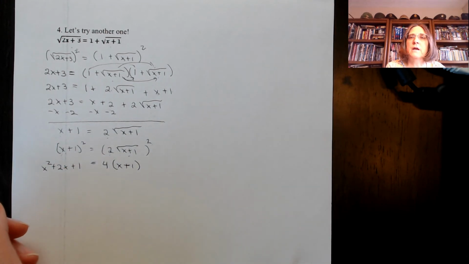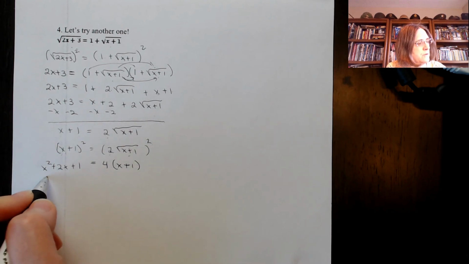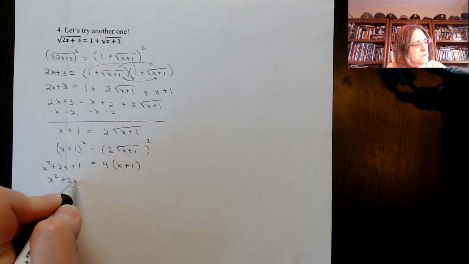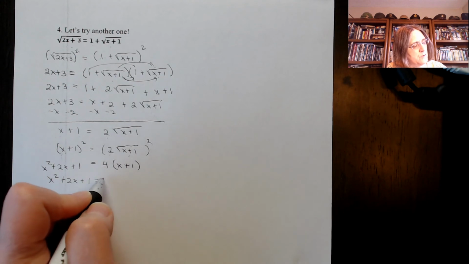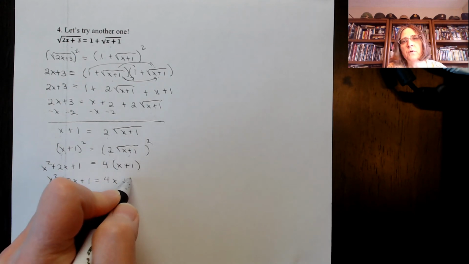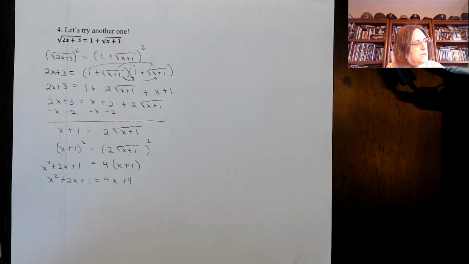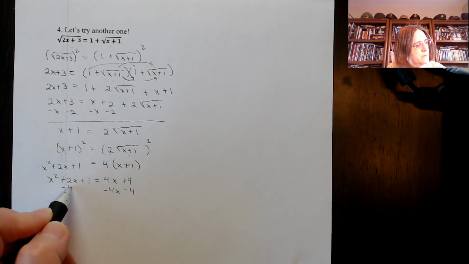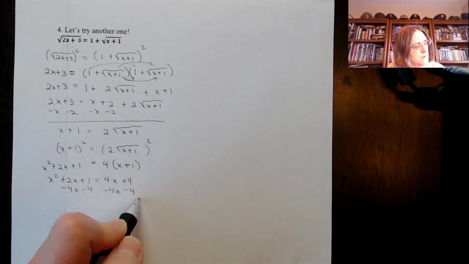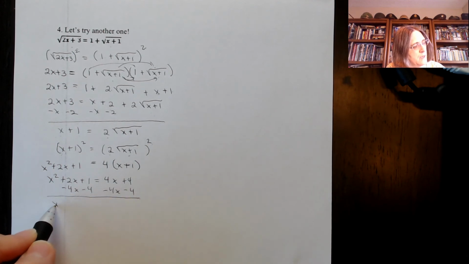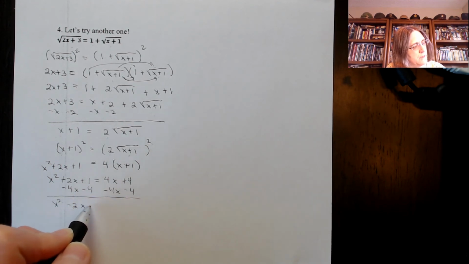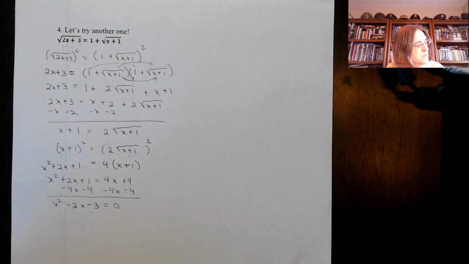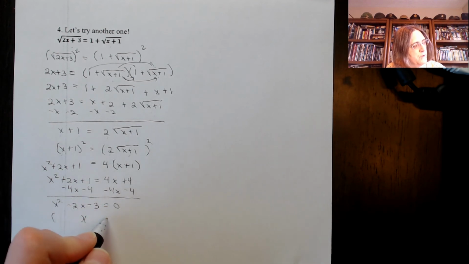Let's go ahead then and solve this quadratic equation. We have x squared plus 2x plus 1. Distributing, we get 4x plus 4. Getting one side equal to 0 by subtracting 4x and 4 from both sides of the equation, we get x squared minus 2x minus 3 equal to 0. This quadratic will also factor, so let's go ahead and do that.